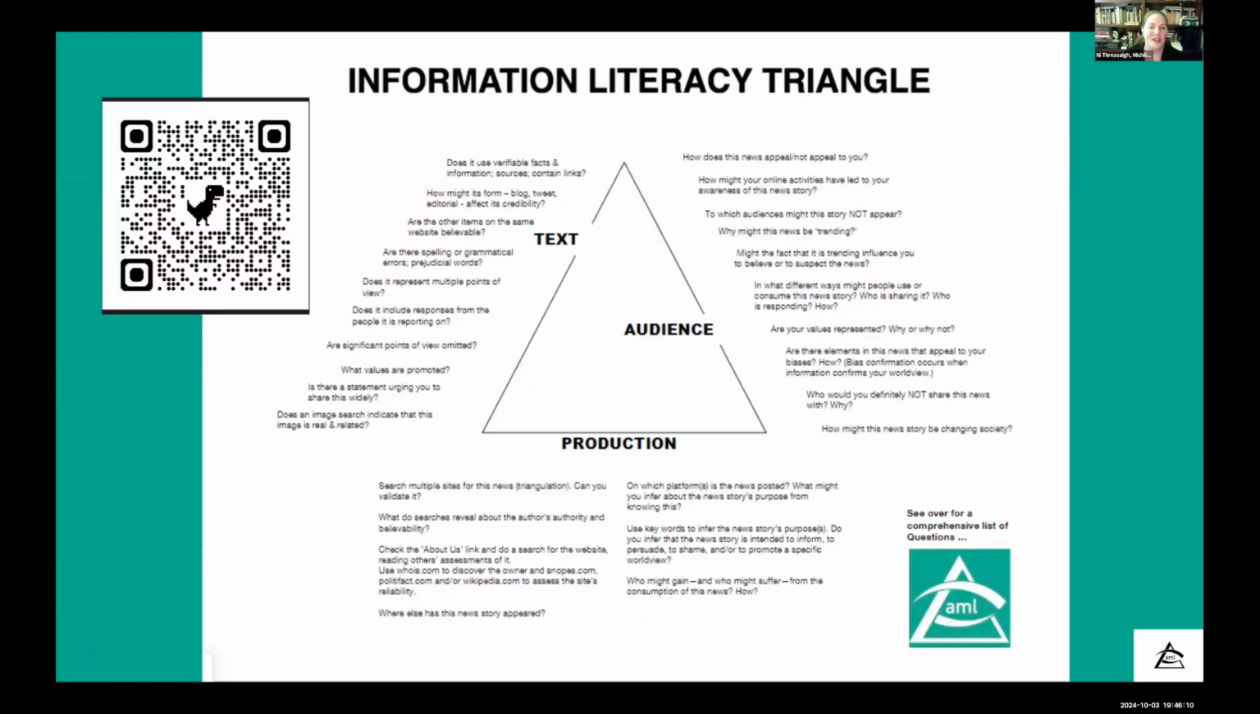AML has also created an information literacy version of the triangle, which prompts students to think critically and act responsibly about information they're consuming. This one happens to be my personal favorite as a high school teacher since about 2016, as I find the questions are excellent for getting my students to think critically about the viral news that they are consuming on social media, especially in this age of mis and disinformation. Again, you can scan the QR codes to see this version on our website.